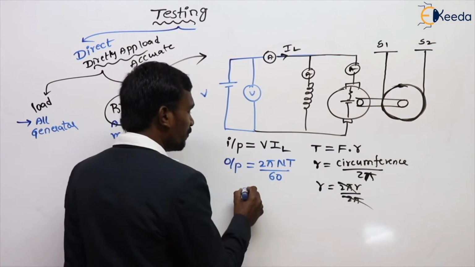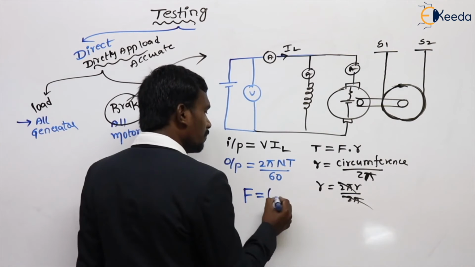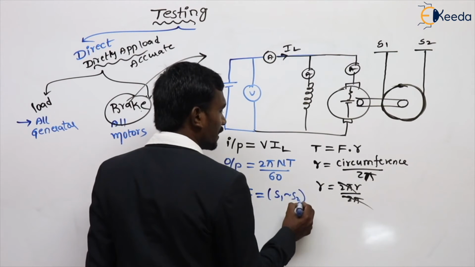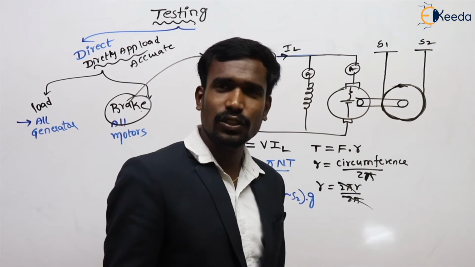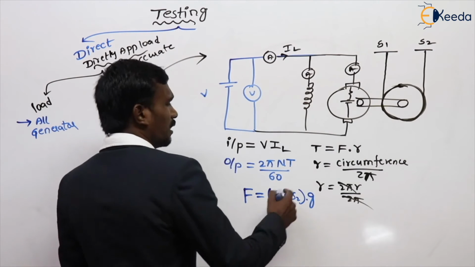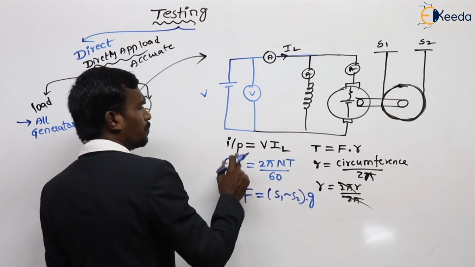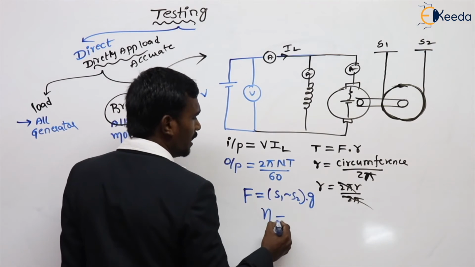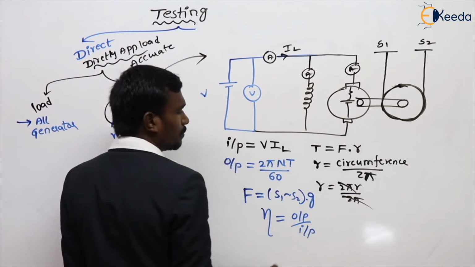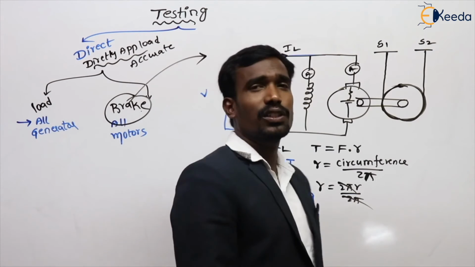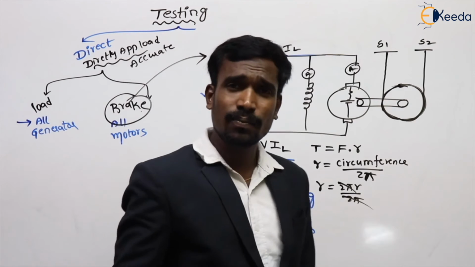What about F? According to Newton's second law, F is equal to m a. Here m is the weight, S1 minus S2, and a is the acceleration due to gravity. So I got F and R, then we can get the torque. If you get the torque, then we can get the output. And efficiency is equal to output by input. This is simply the efficiency calculation by direct test, by directly applying the loads on my motor.